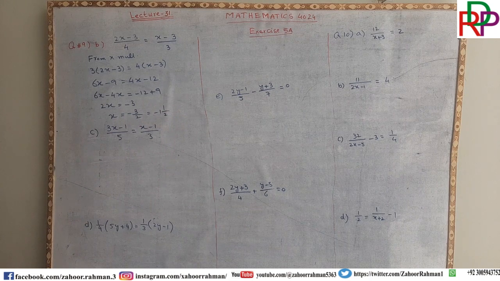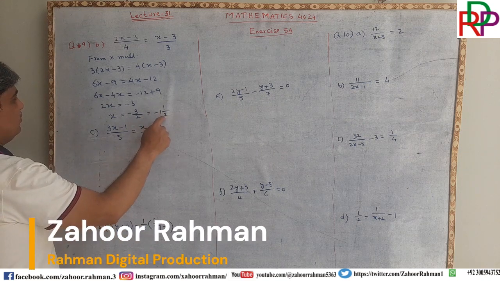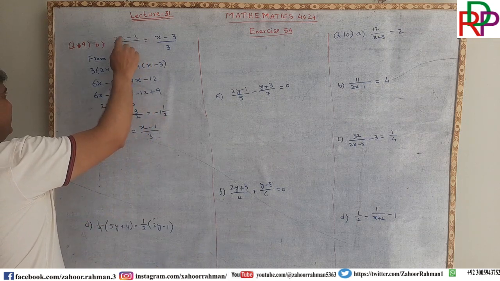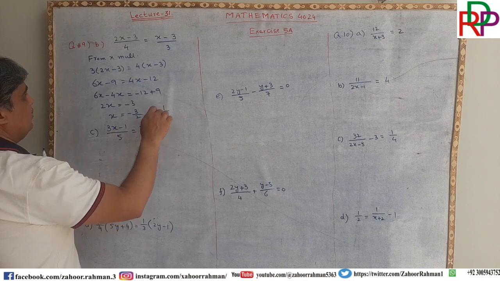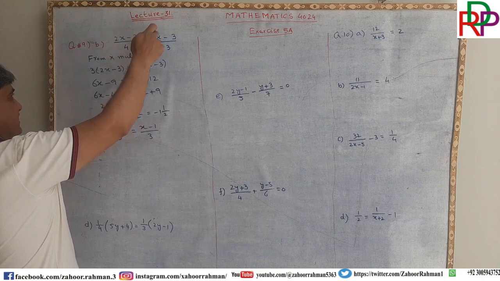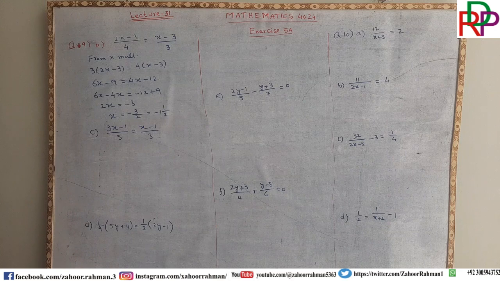of x. It means that if we put minus 1 whole 1 over 2 instead of x, then both sides will be equal. And you can check your answer during the exam: you put minus 1 whole 1 over 2 instead of this x, and when evaluated both the sides will be equal. That is what is called finding the solution.